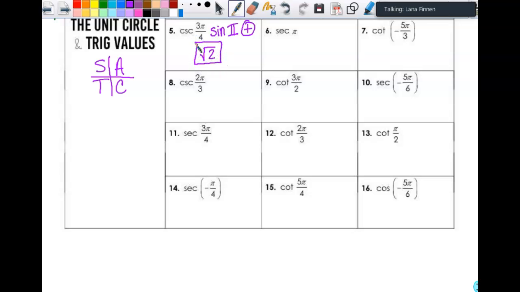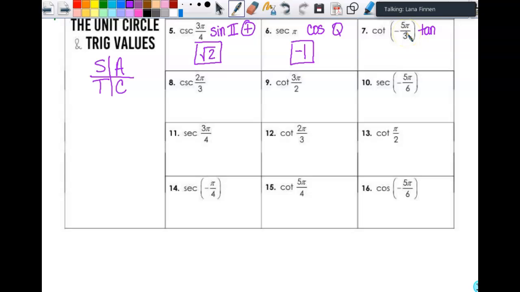All right, so then secant of π. Well, secant is the reciprocal of cosine. This is not in a quadrant, it's a quadrantal. So here's where it might be helpful to think, okay, so π is over here, which means that cosine is -1, and then the reciprocal of -1 is -1. Cotangent, I've got, reciprocal of cotangent is tangent.